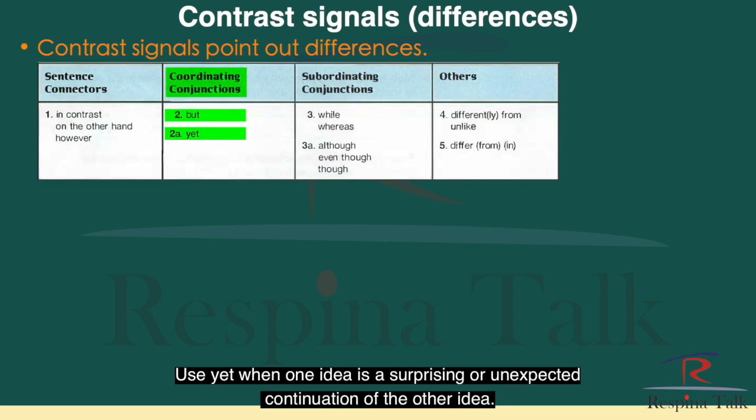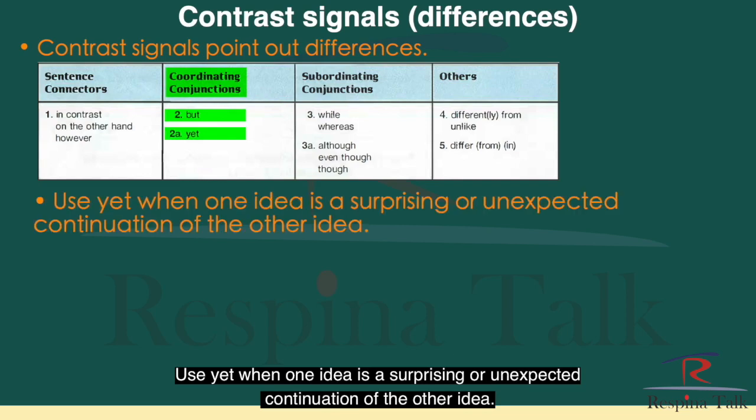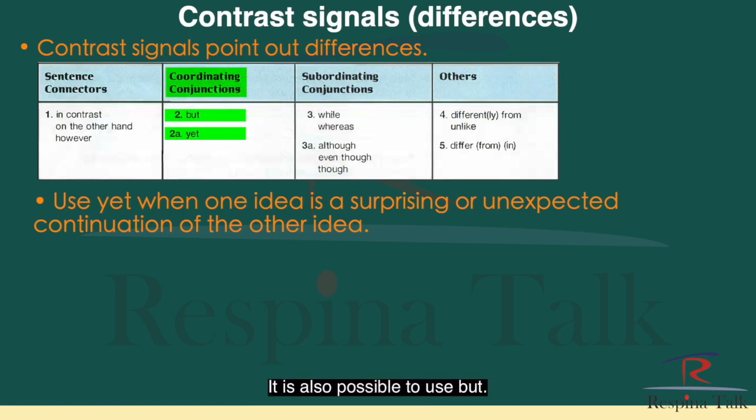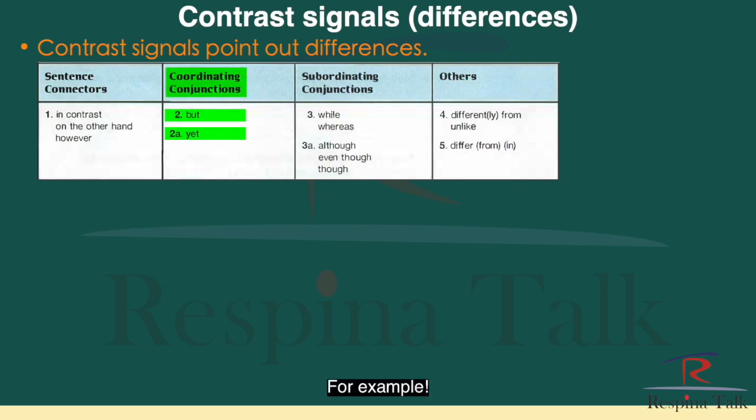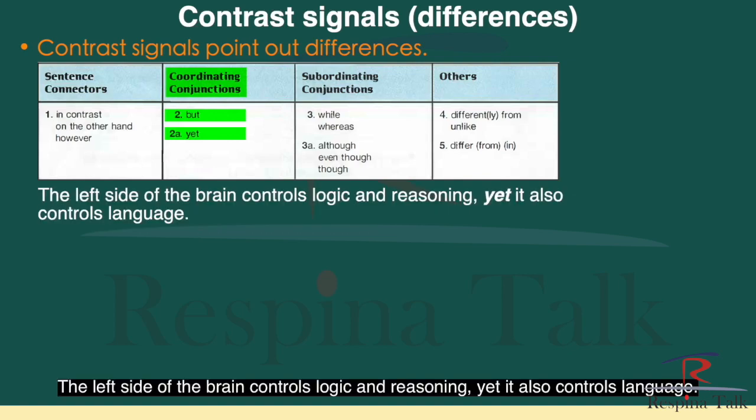Use yet when one idea is a surprising or unexpected continuation of the other idea. It is also possible to use but. For example, the left side of the brain controls logic and reasoning, comma, yet it also controls language.